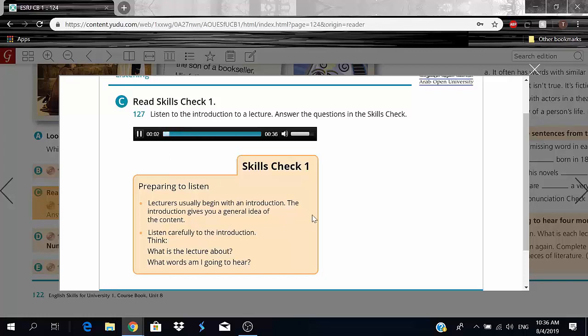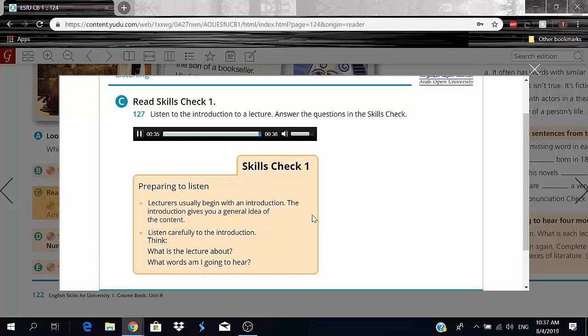127. Exercise C. Listen to the introduction to a lecture. All right, is everybody ready? Let's start. In today's lecture, we're going to look at art. The word art can have different meanings, but today we are only going to look at paintings. We're going to look at different kinds of paintings. Some of the paintings are modern, and some of the paintings are hundreds of years old.